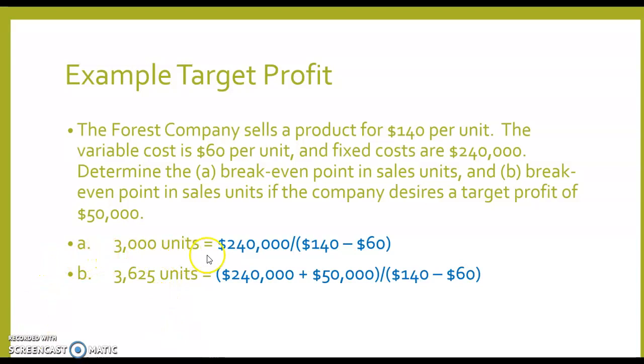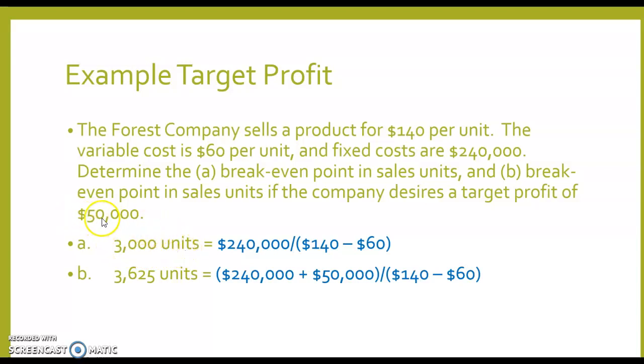Okay, so for letter A, we have the 240,000. That's the fixed cost divided by the contribution margin per unit, which is the sales price per unit, 140, minus the variable cost of 60. 140 minus 60 is 80. So we have 240,000 fixed cost divided by the $80 contribution margin per unit is 3,000 units. If we want to break even, we would have to sell 3,000 units.